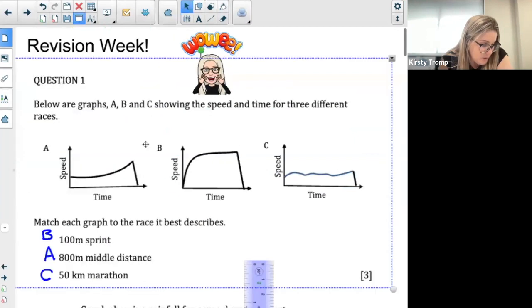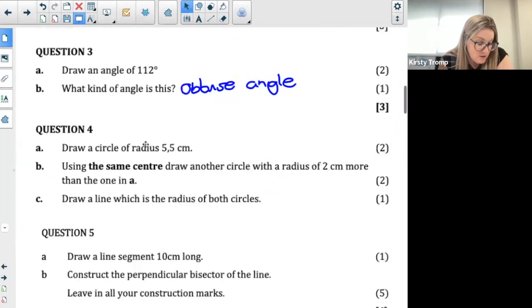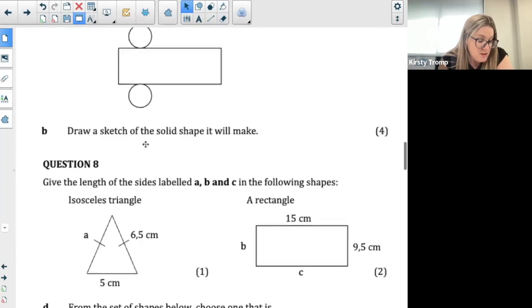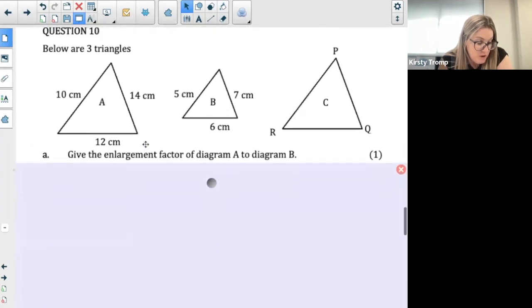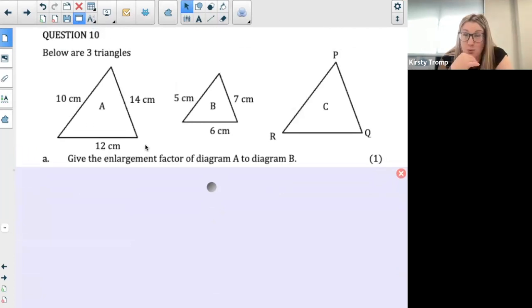Let's have a look at where we were. On Monday, we started with our revision week. We did all these questions. My goodness, can you believe we did so much work on Monday? And we are now at question 10. So we are looking at our 3 triangles: triangle A, triangle B, and triangle C.